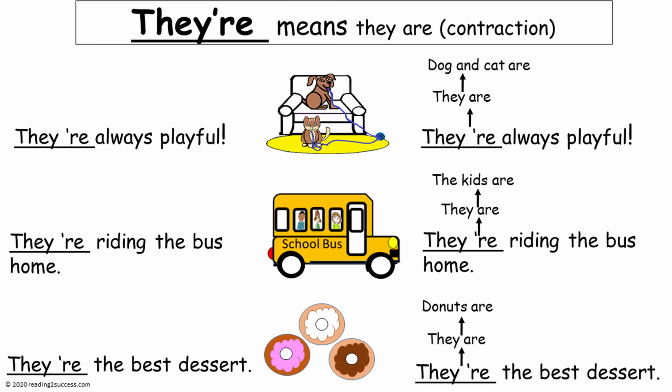And then the last sentence, they're the best dessert. Go across and replace they're with they are the best dessert, and then replace they are with donuts are. And read the sentence with the kids, donuts are the best dessert.